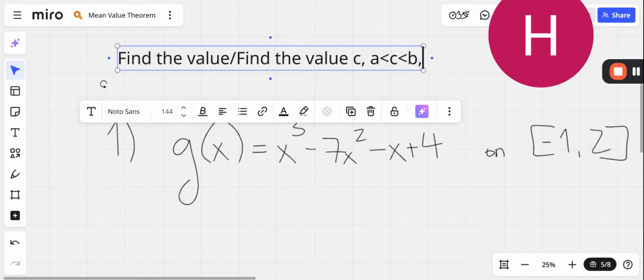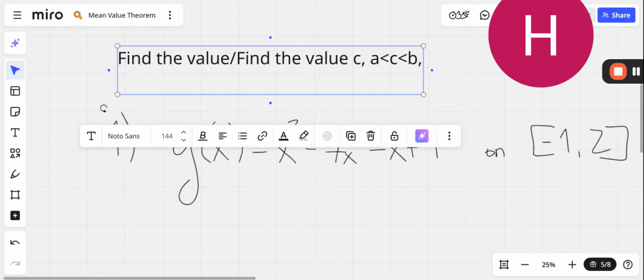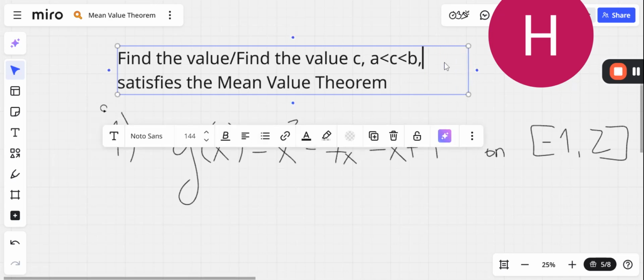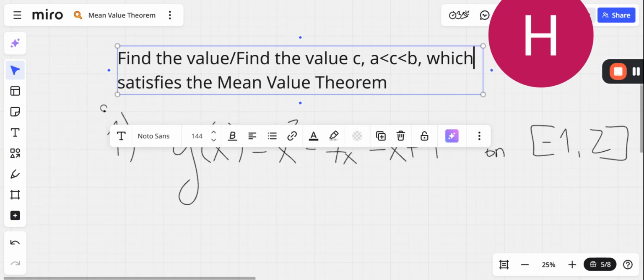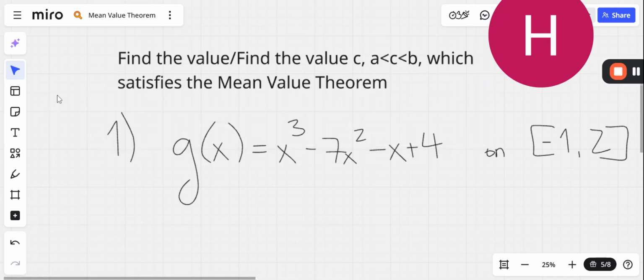They're saying what value between a and b satisfies the mean value theorem. They'll kind of just phrase it like that. So find the value, sometimes they'll say which satisfies the mean value theorem. If they're being very direct, they'll just simply say, find the x value which satisfies the mean value theorem.